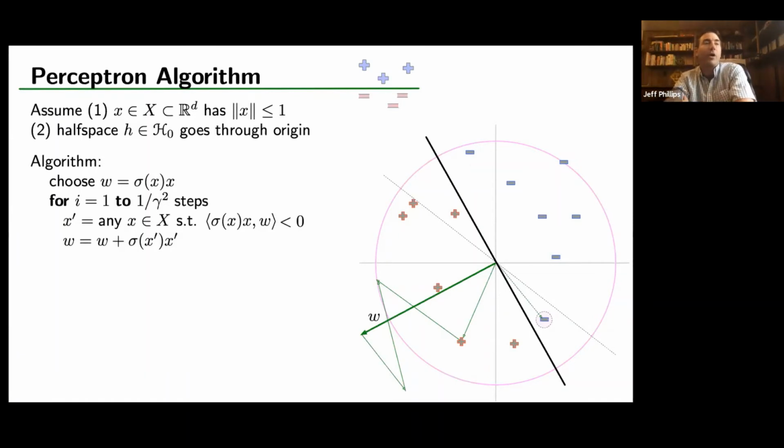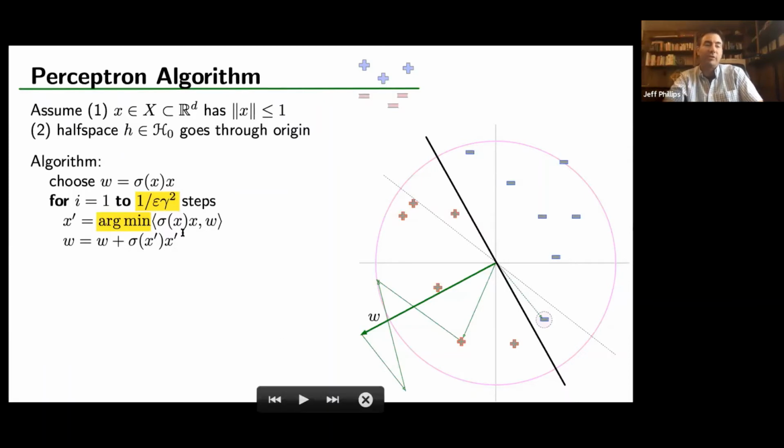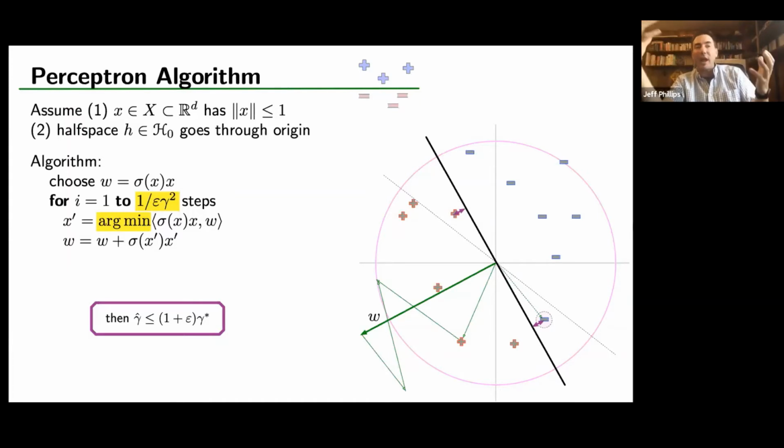So this is almost the same as Gilbert's algorithm after some transformations. There are some nuances, but they seem very similar to each other. One thing we can learn from Gilbert's algorithm, which I think is becoming more widely known in machine learning, but probably was not widely known about 10 years ago, is that if I pick the most misclassified point every time, so I change this to an argmin instead of any point, and I do it for an extra 1 over epsilon factor steps, then I can guarantee not only that I will find a separating hyperplane if there exists one, but that the margin will be a 1 plus epsilon approximation of the optimal one.